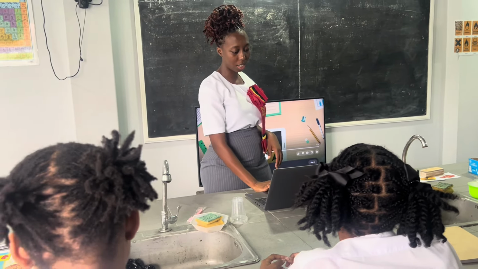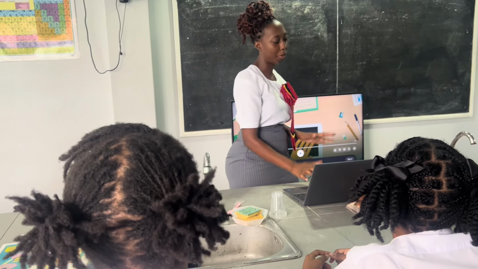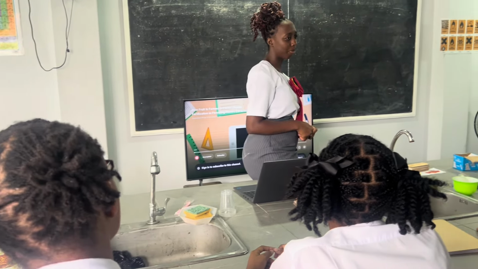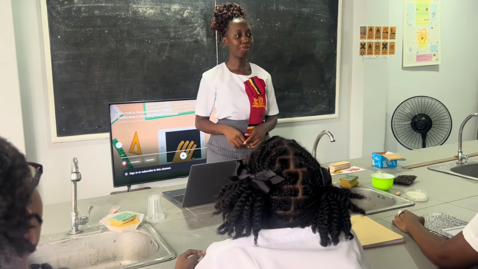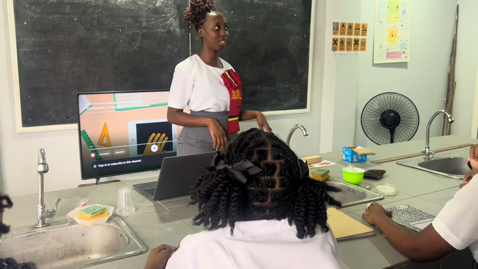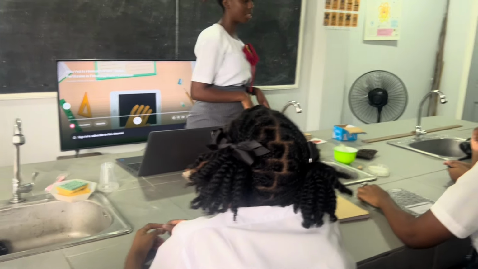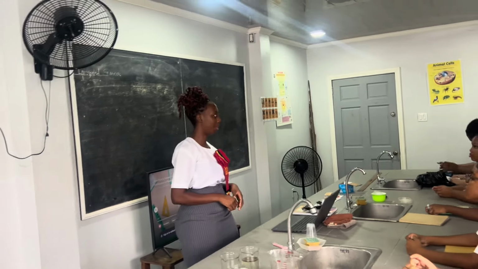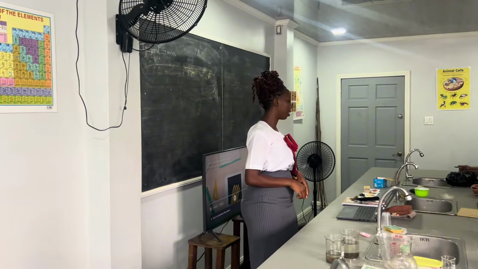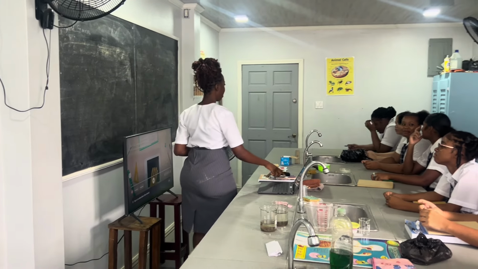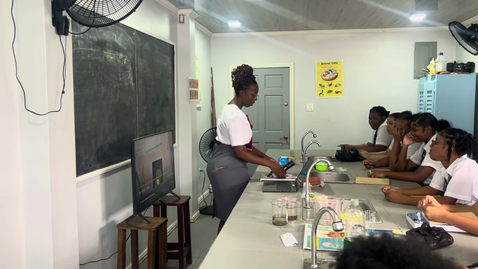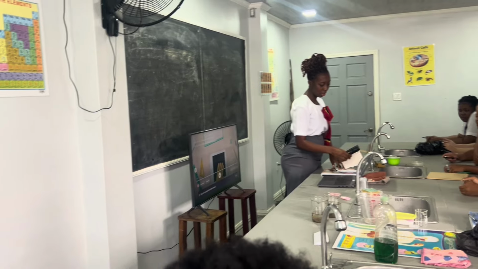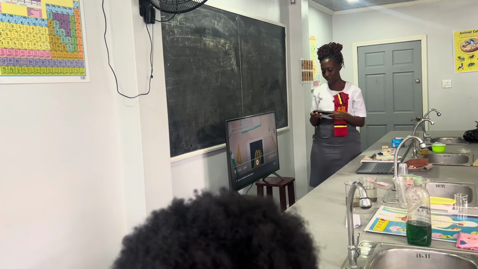Now we're going to start off with how fruits are formed. Can anybody tell me how fruits are formed? From seeds, flowers. Any other person? No other person? Water, sunlight. Alright. So we're going to look at this video. Afterwards, we're going to discuss what we noticed in this video.